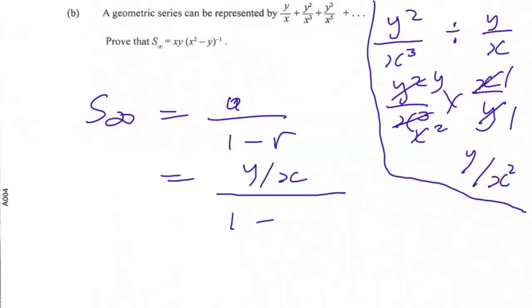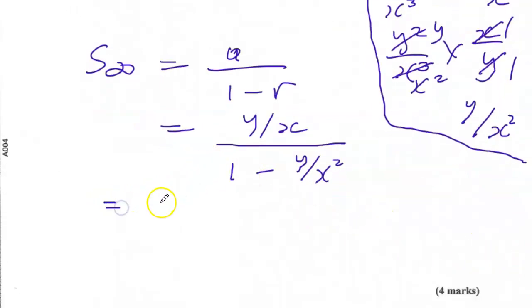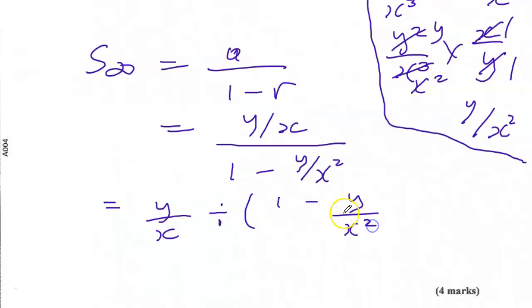And notice when you multiply y over x by y over x squared, you get the next term, and so on. So this is y over x squared. That's the common ratio. All right, this is what the common ratio is. So let's see if we can do this proof. So this becomes y over x divided by 1 minus y over x squared.